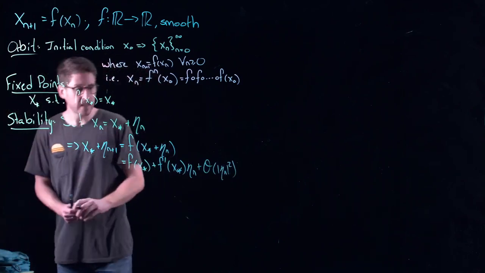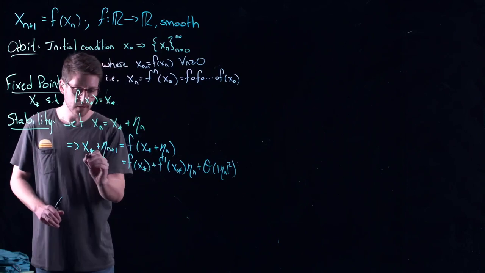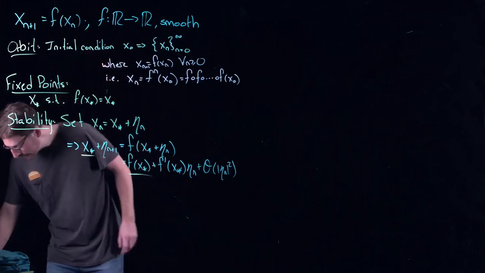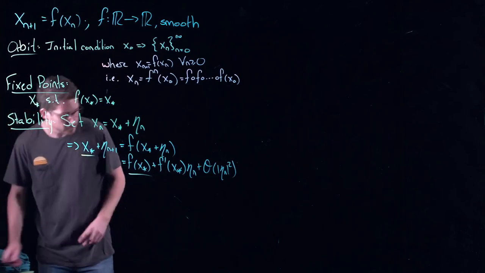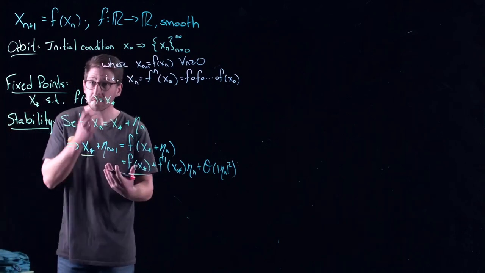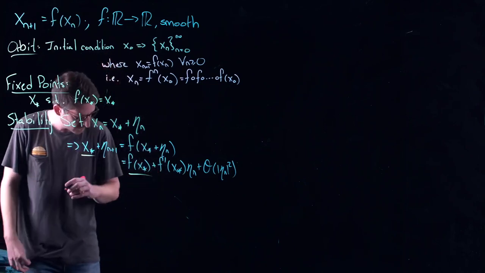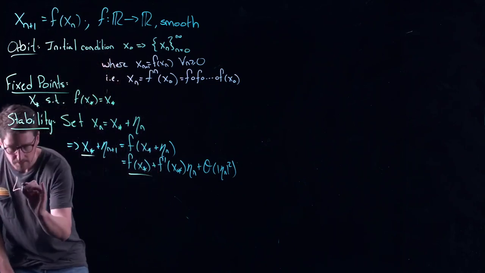And since x star is equal to f of x star, these two terms will cancel each other. And so I get a linearized dynamical system here. You know, we've seen this, we saw it in the previous video, but again, we're just doing it in a simple setting so you can see how all of this fits together. So you get a linearized map.